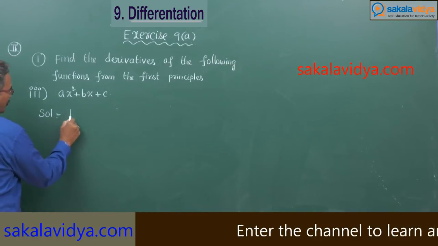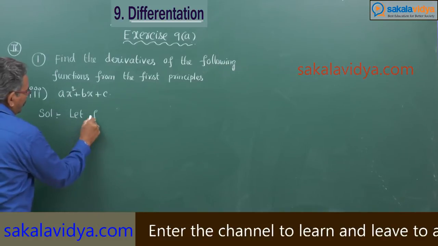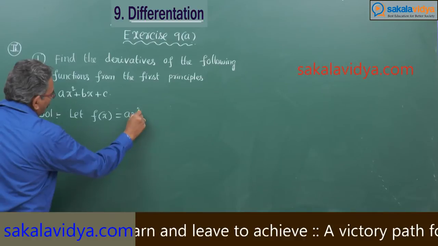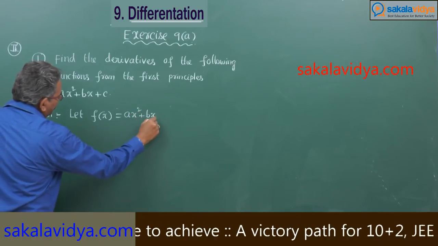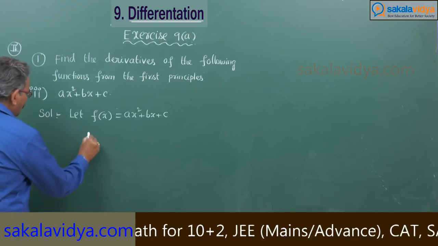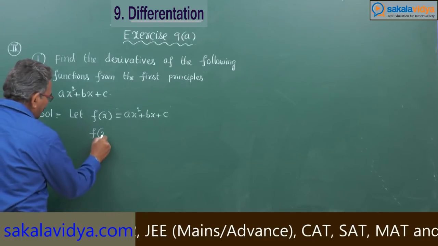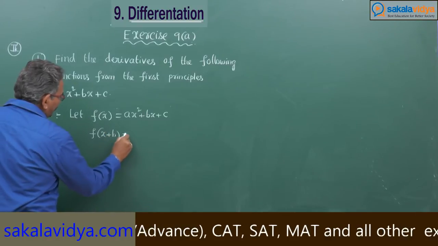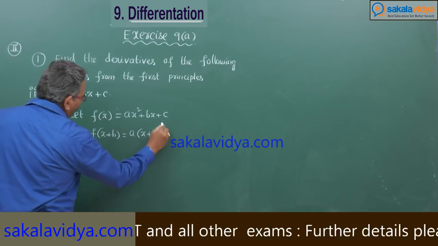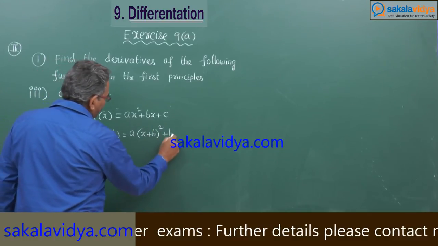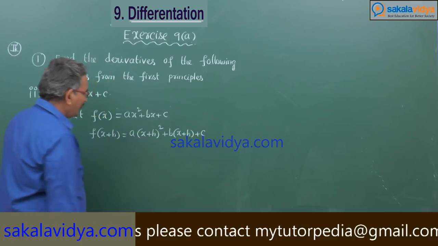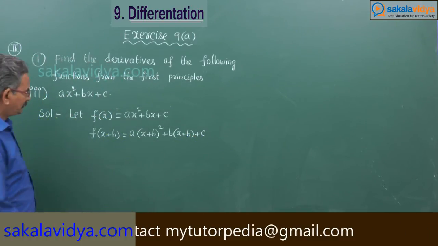Let us suppose this f of x is equal to a x square plus b x plus c. Now, let us find out f of x plus h. This is a times (x plus h) whole square plus b times (x plus h) plus c. So, we can simplify.